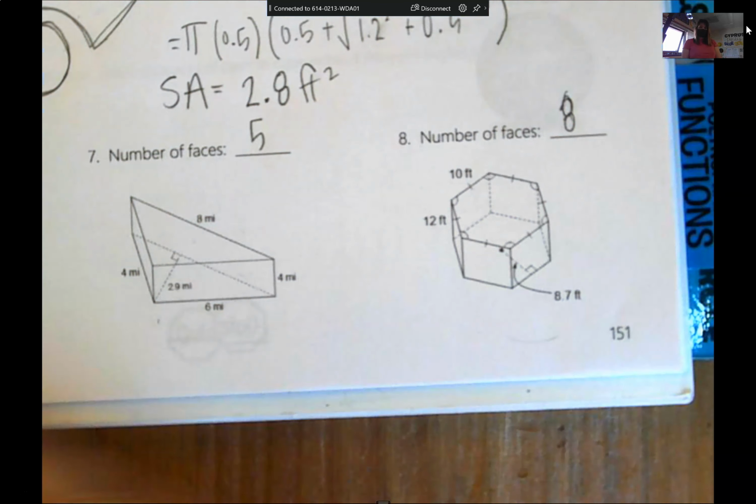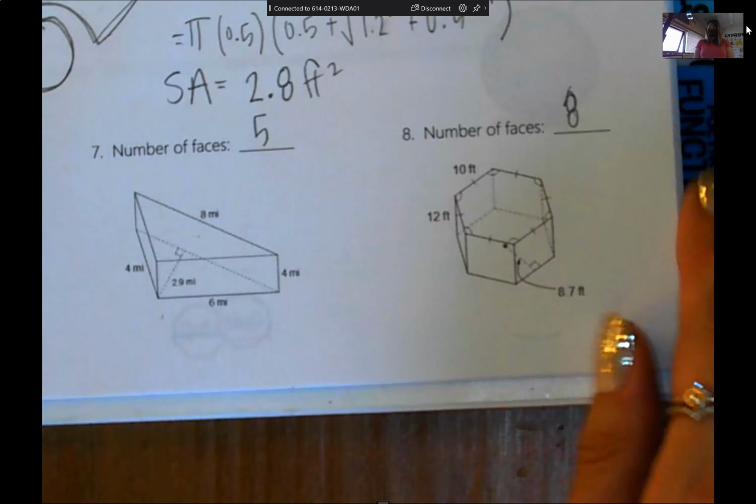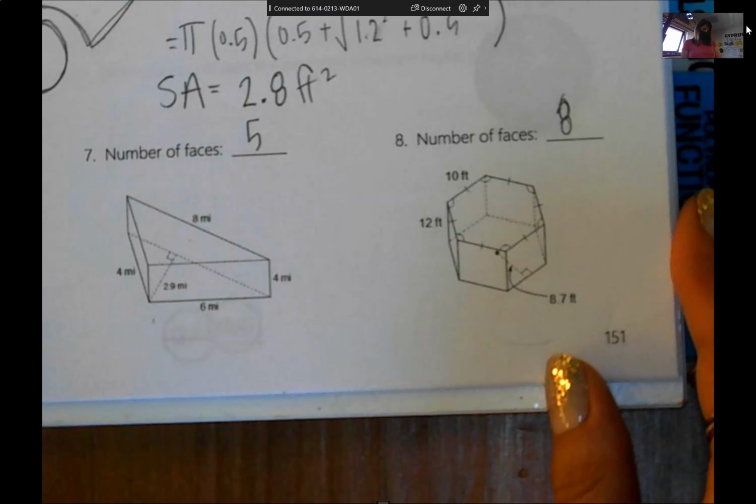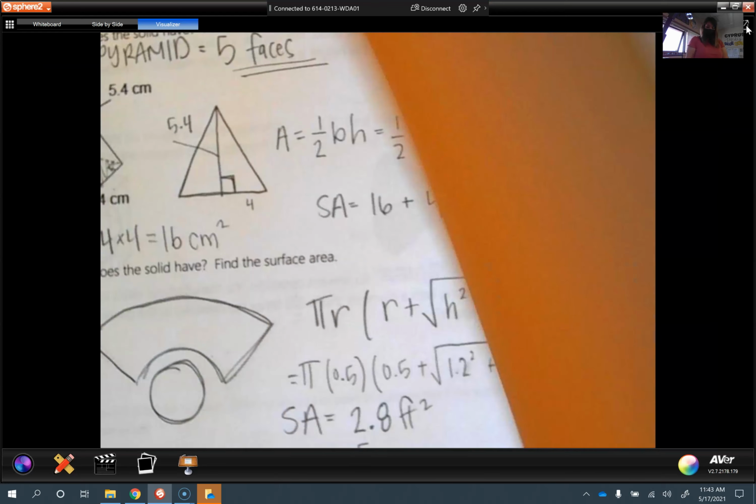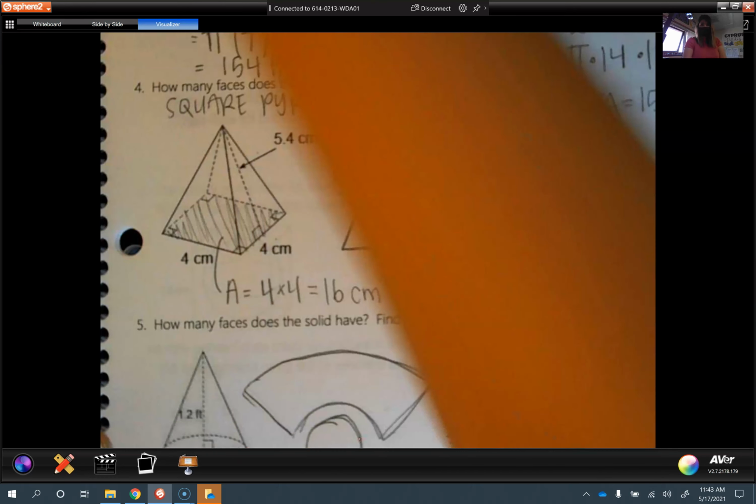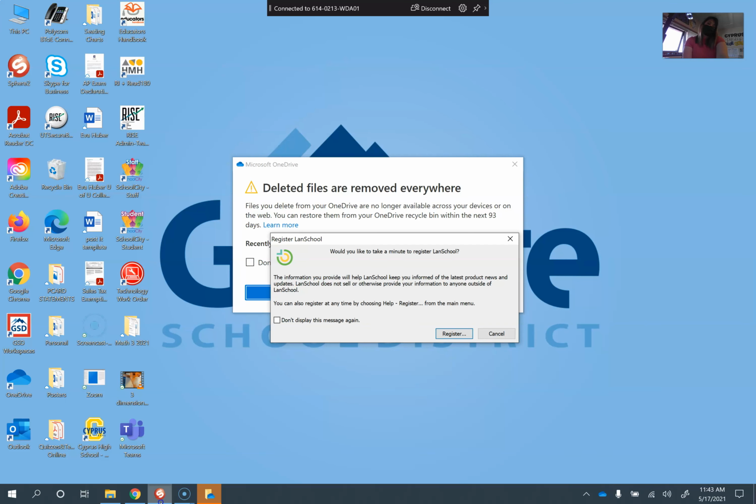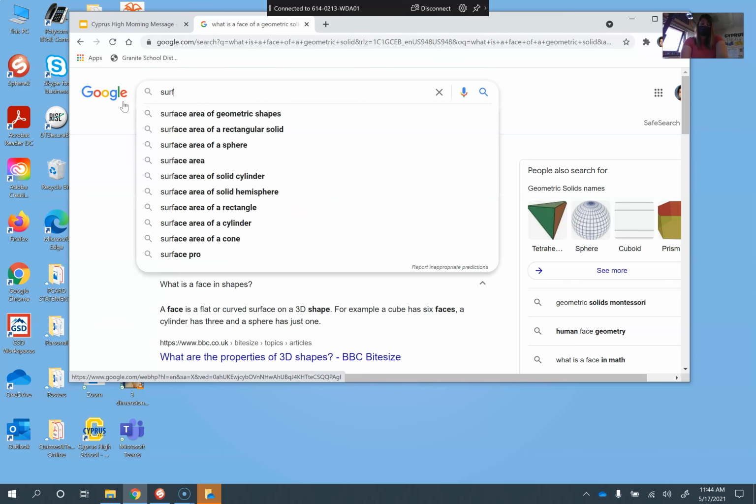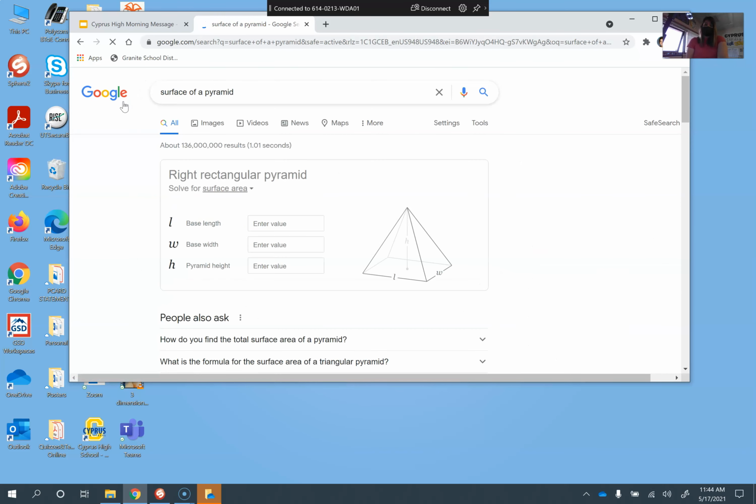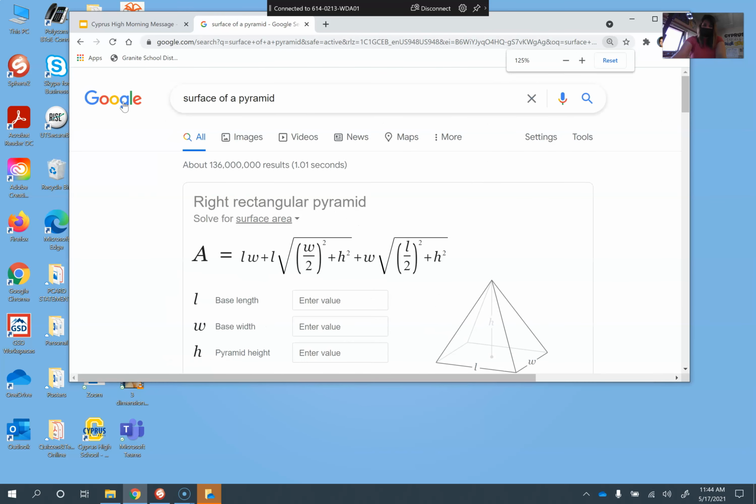Now, you might be asking yourself, lady, why do you keep telling us what these names are? Why do I care? Well, let me blow your mind. So this guy is a square pyramid, true? So I'm in my quiz, and I need to find the surface area. So I'm going to find the formula on Google, and I'm going to type in surface area of a pyramid. Holy moly, do you guys see what happens here?